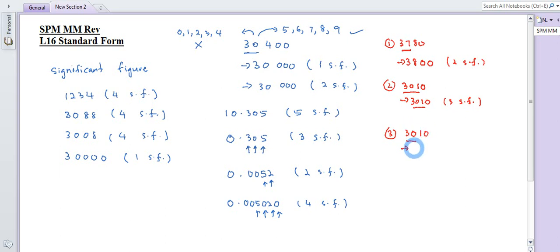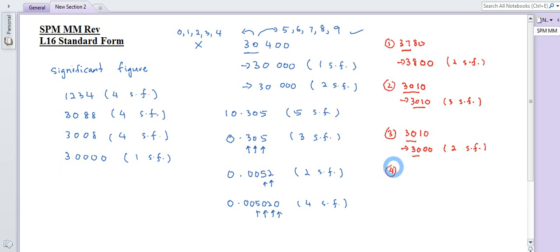1, I don't have to add 1. It becomes 3, 0, 0, 0. This is two significant figures. So these two are significant figures. Okay. So how about this one?